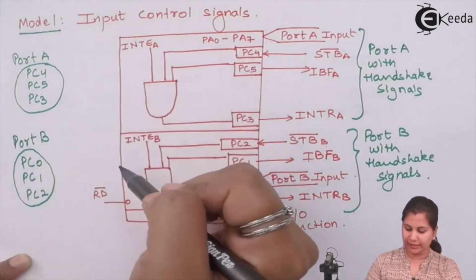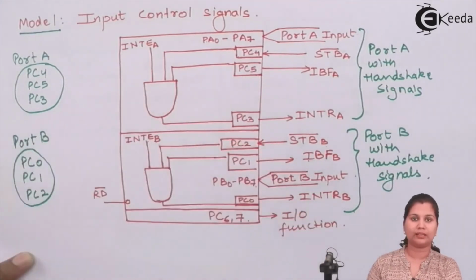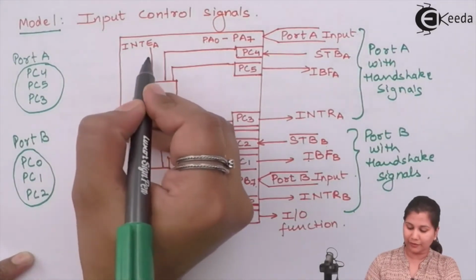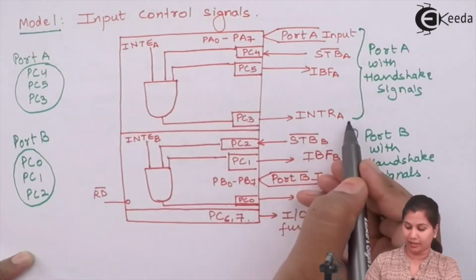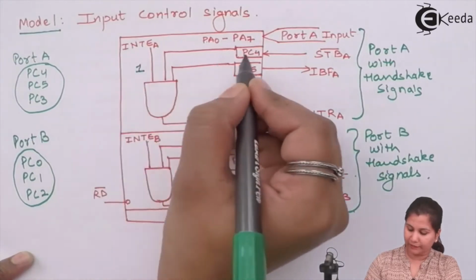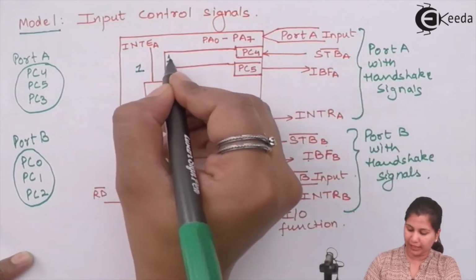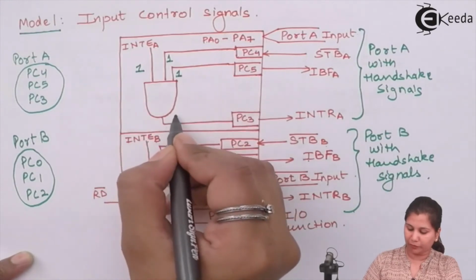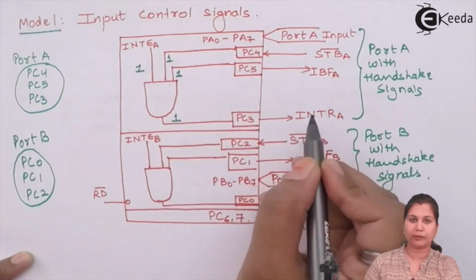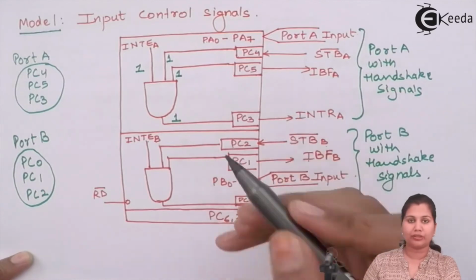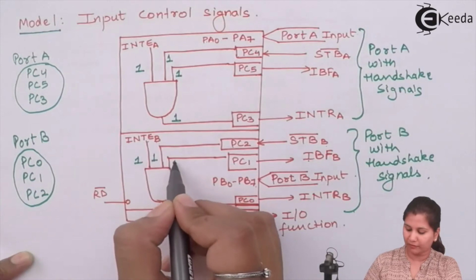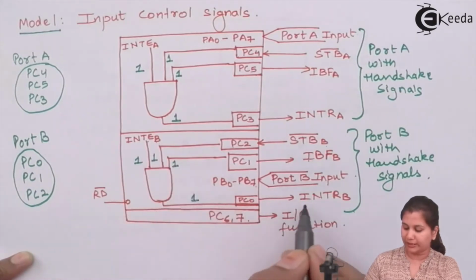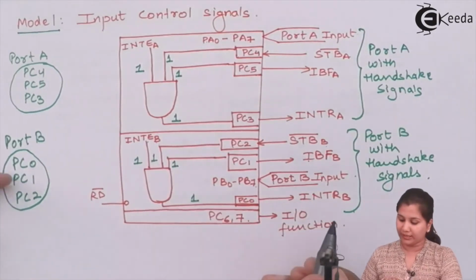These signals are set and reset by using the bit set reset mode, and this signal has to be equal to 1 for generating this INTR. If this strobe signal is 1, and this is 1, then only the output will be 1 and this request will be generated to interrupt the microprocessor. Similarly here, this has to be 1, this has to be 1 for generating this INTR B.